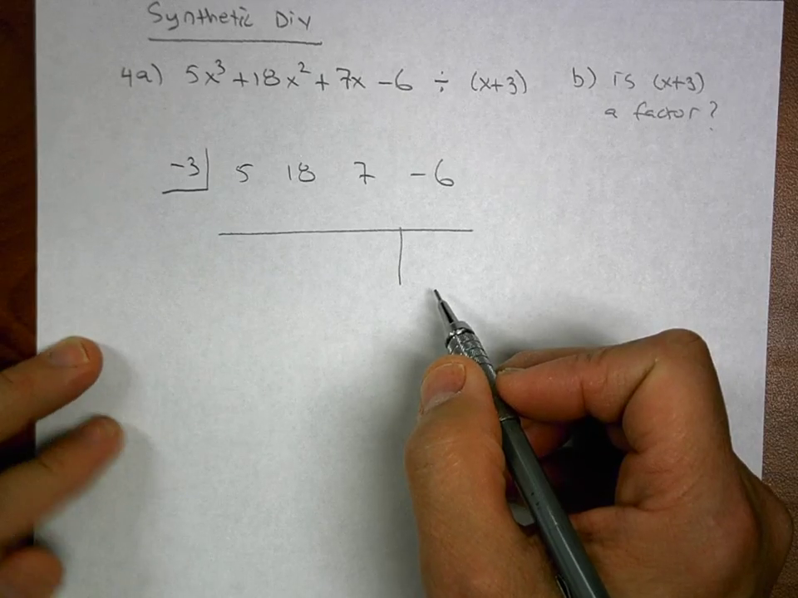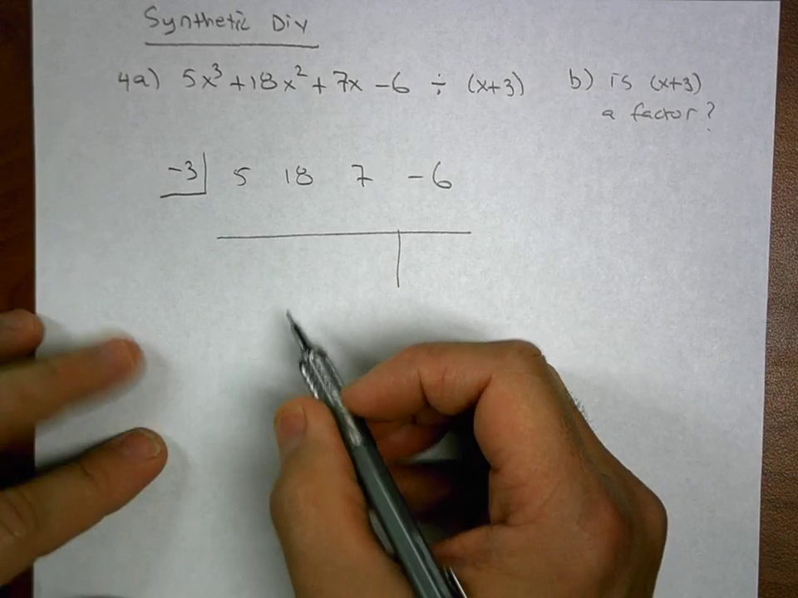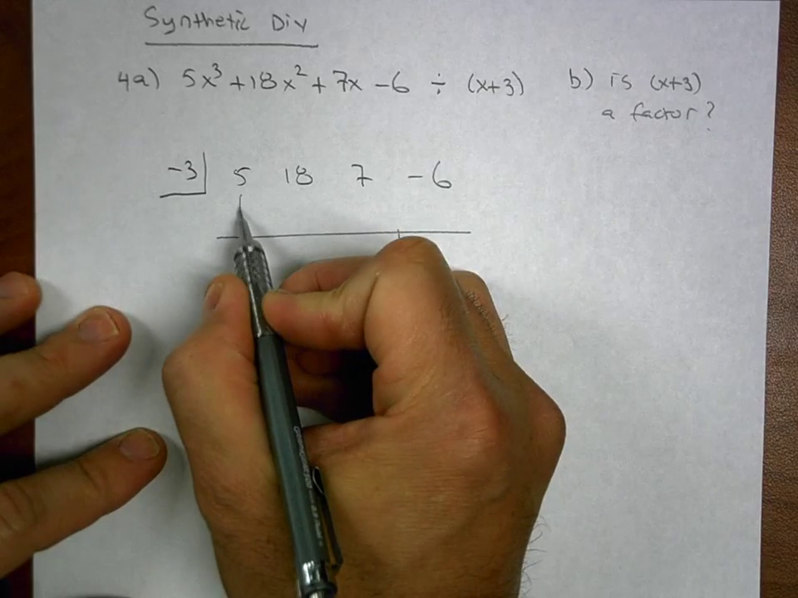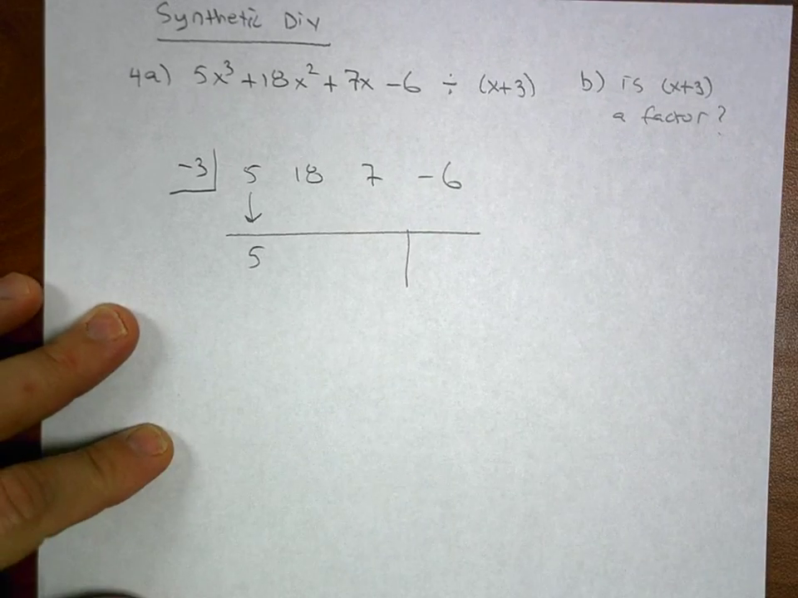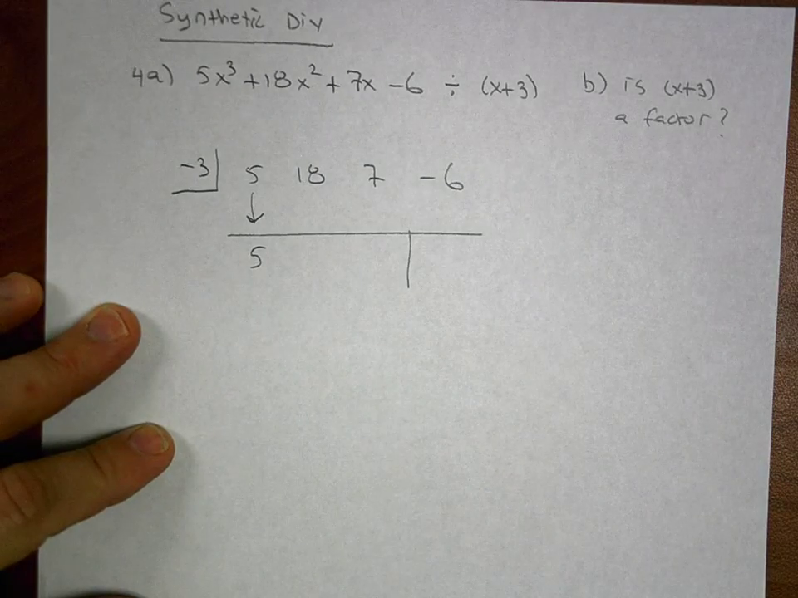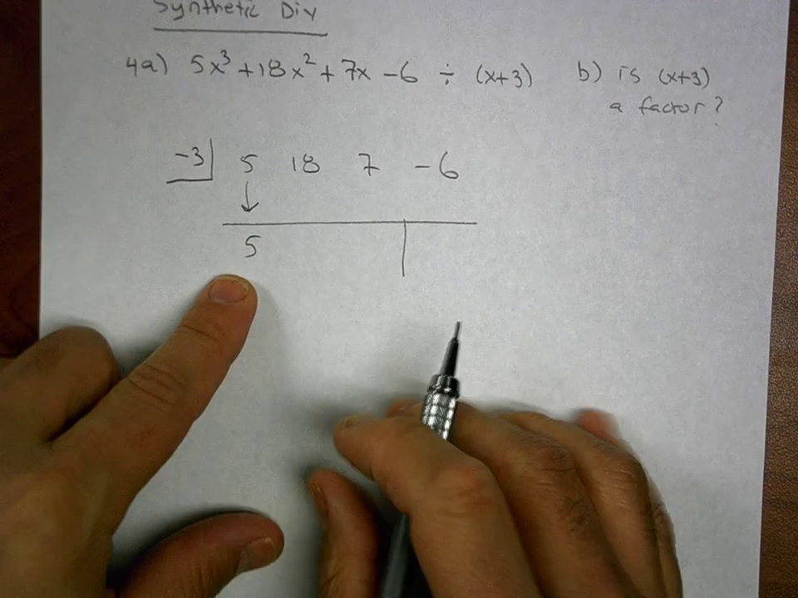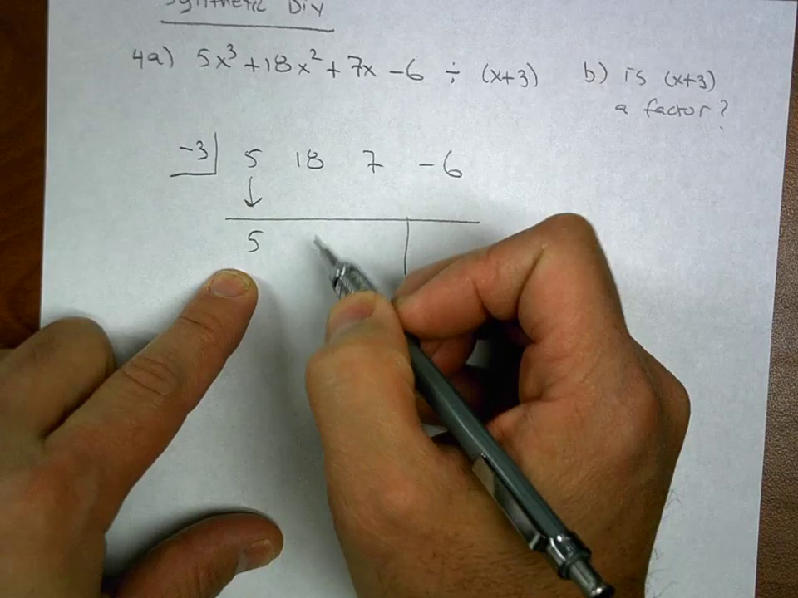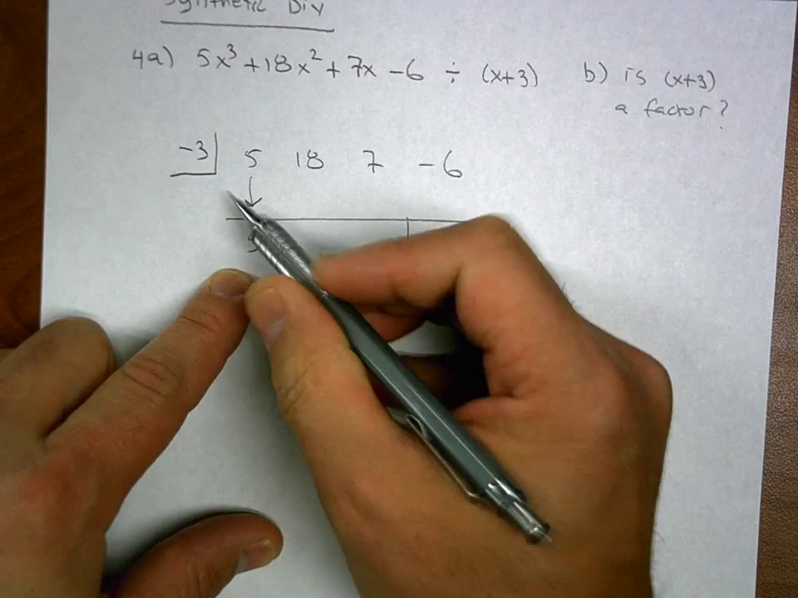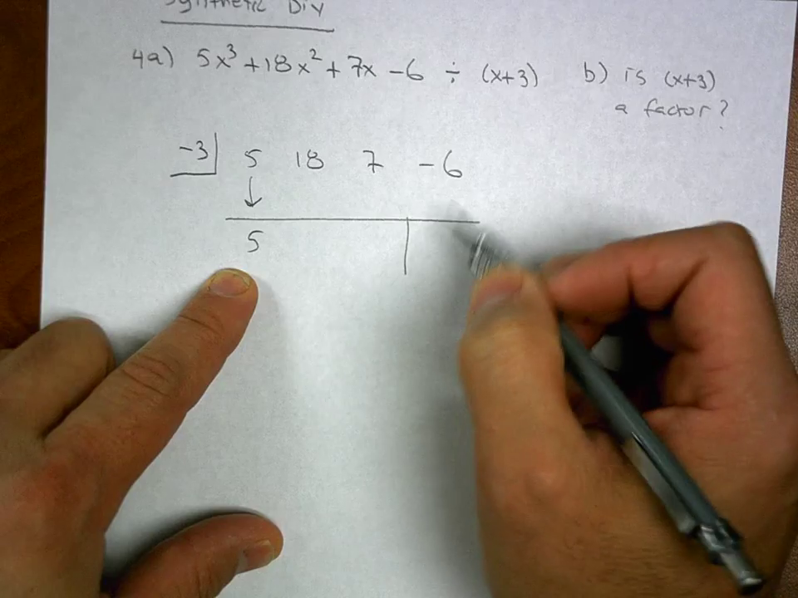All right. So first step, to synthetically divide. You take your first number, I just draw an arrow, and I bring it down and put it right there. Bring that first number down and rewrite it. Okay, next is just a pattern. You're going to multiply, put the answer there, and then add. Then multiply, put the answer there, add. Multiply, add, multiply, add, all the way through.